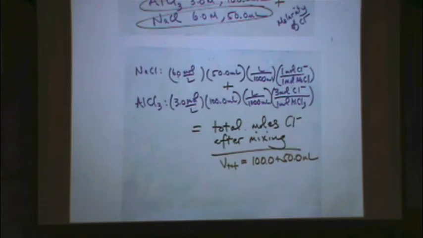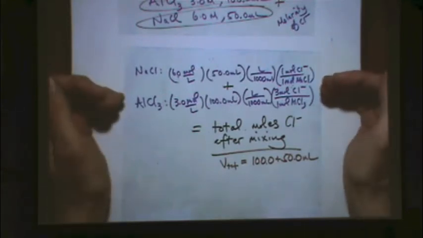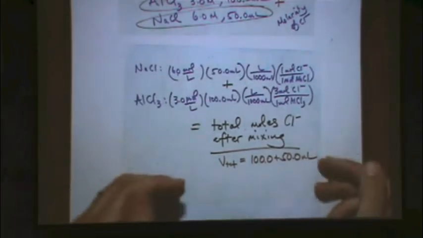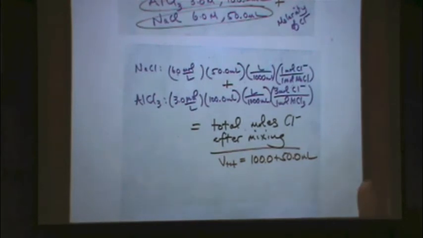See how that works when you have multiple compounds, or multiple sources in this case? Multiple sources of chloride. You have to find the moles, add them up, then you have the total moles divided by the total volume. Any questions on this? Okay.